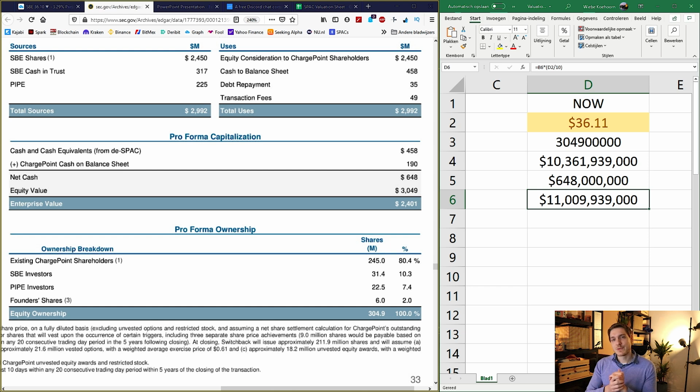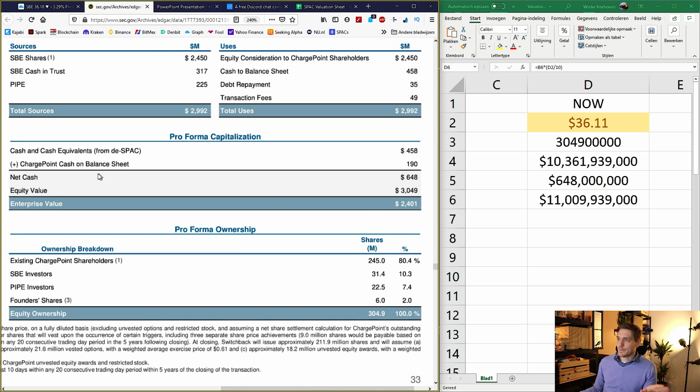Why is there a difference between the enterprise value on the one hand and the equity value on the other hand? Well, the thing is, the equity value consists of two things. It consists of the enterprise value and the amount of cash they're going to have on their balance sheet. If we look at the investor presentation, again, we can see that the equity value based on a share price of $10 per share was $3.049 billion. But the enterprise value is lower because it's $2.401 billion.